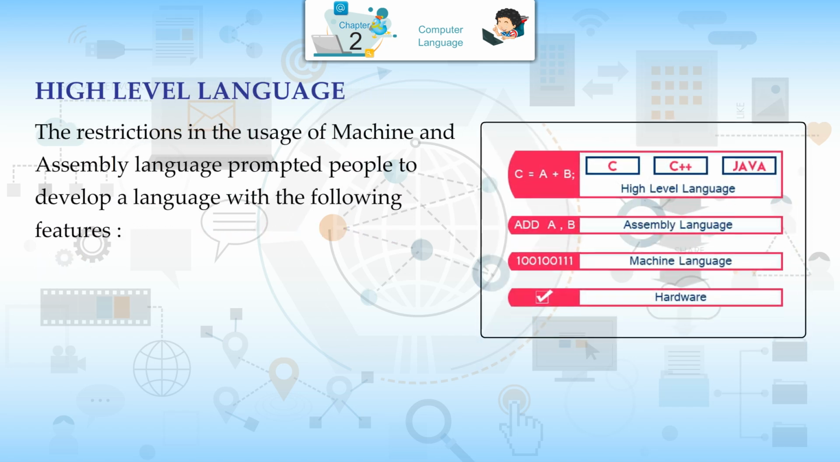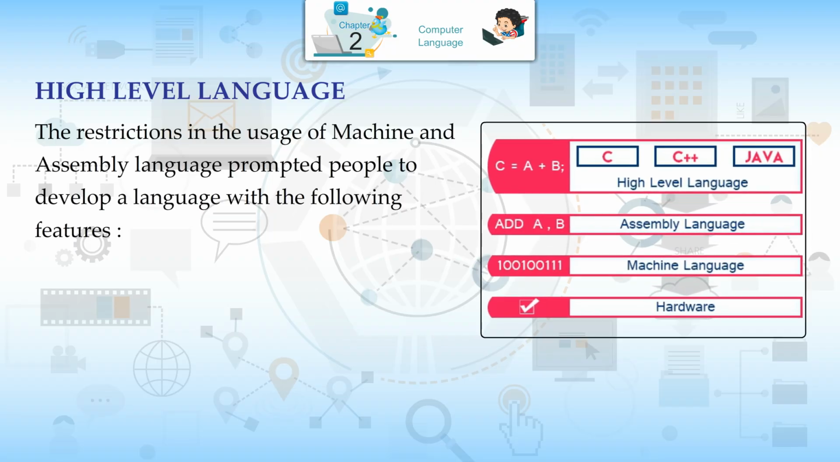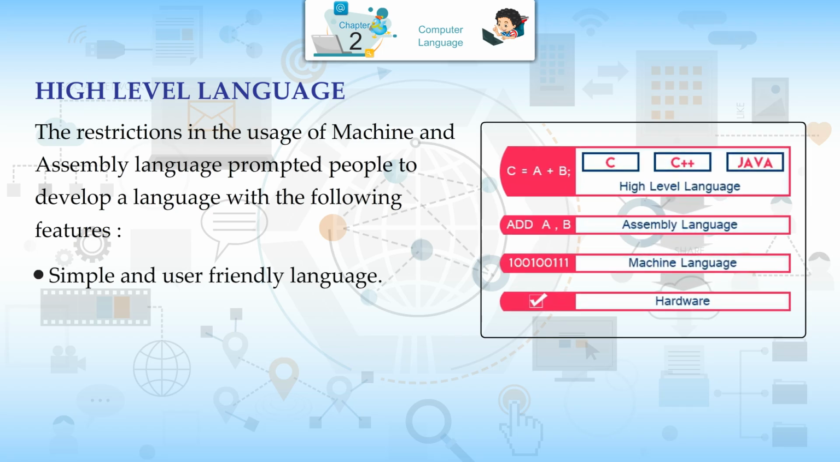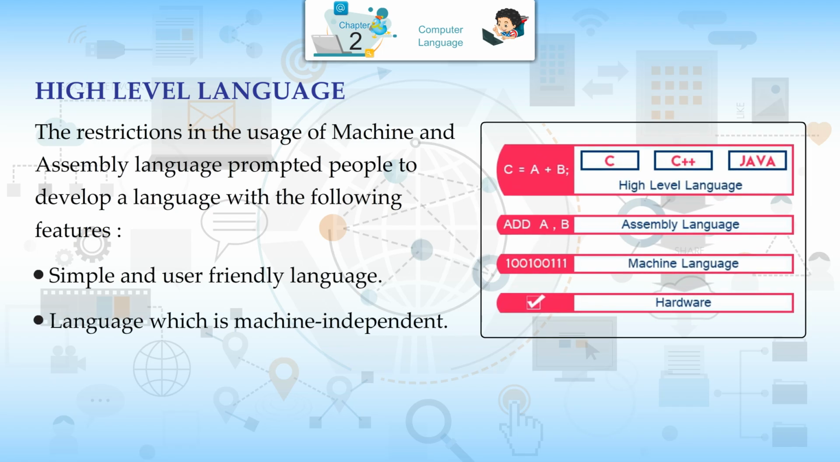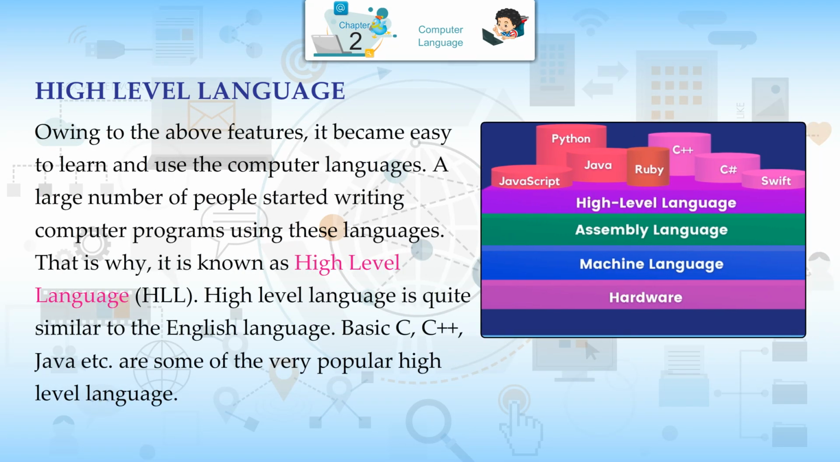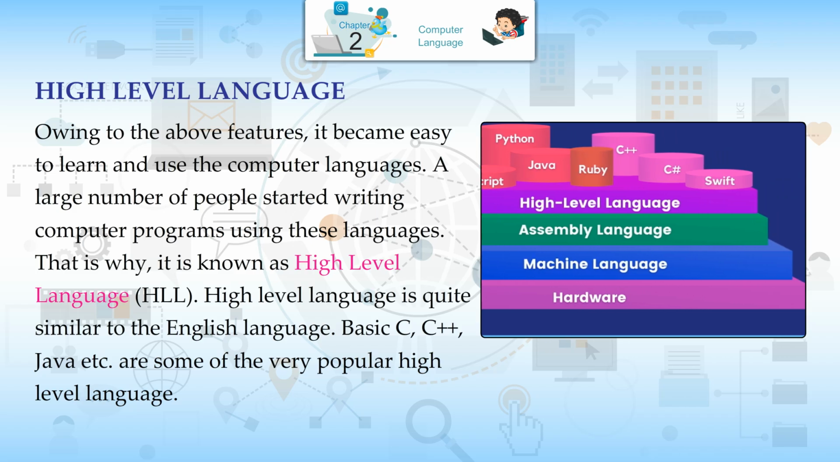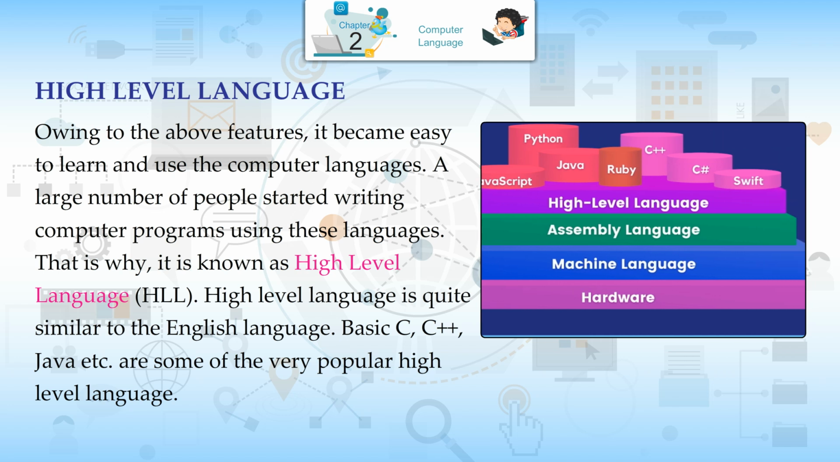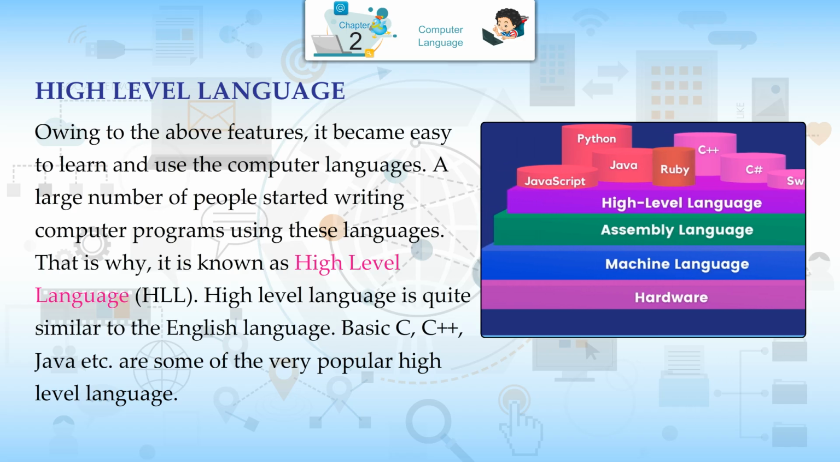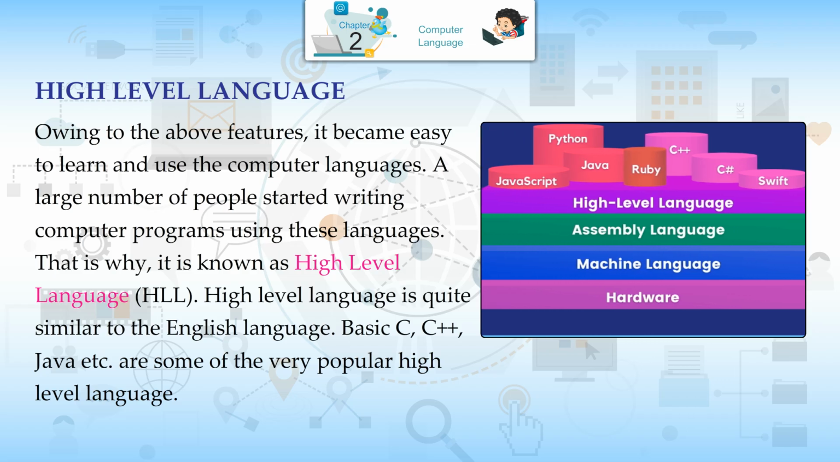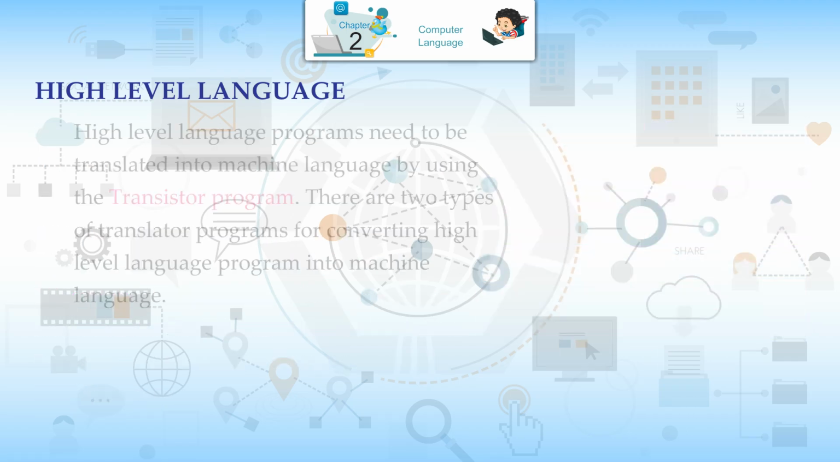High-level language. The restrictions in the usage of machine and assembly language prompted people to develop a language with the following features: simple and user-friendly, and machine-independent. Owing to these features, it became easy to learn and use computer languages. A large number of people started writing computer programs using these languages. This is why it is known as high-level language, HLL. High-level language is quite similar to the English language. BASIC, C, C++, Java, etc. are some of the very popular high-level languages.